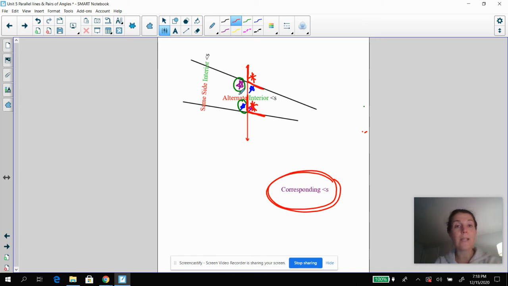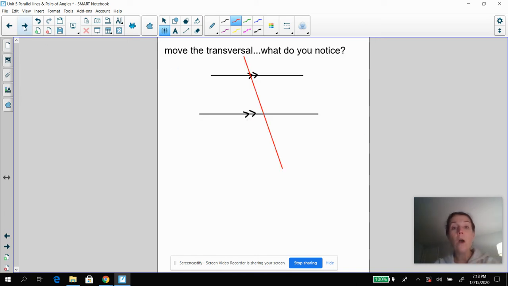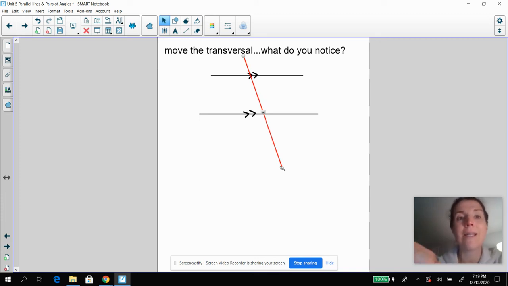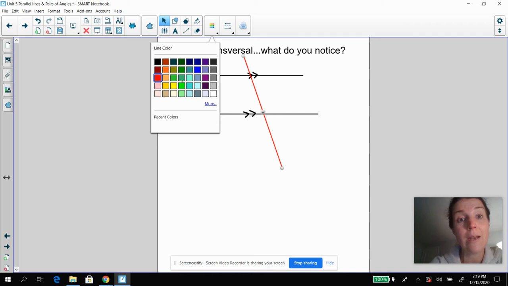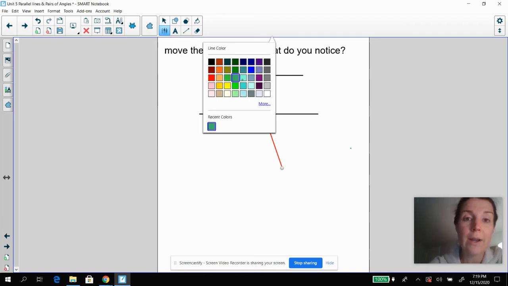This will make a little bit more sense when we talk about when we know that the two lines are parallel to each other. So look at this. Now I've got two lines that are parallel to each other, and I've got this red transversal again. If you look at your alternate interior angles again, here is an alternate interior angle.